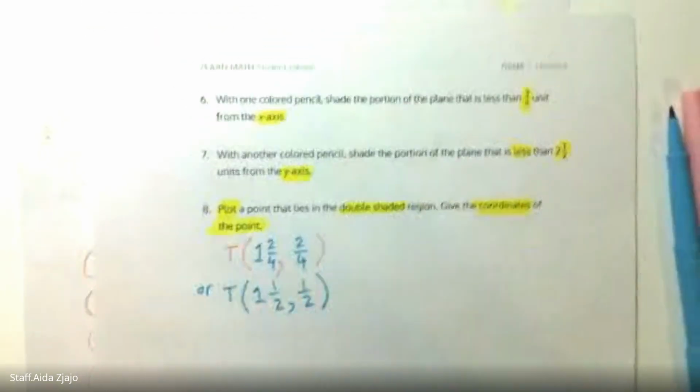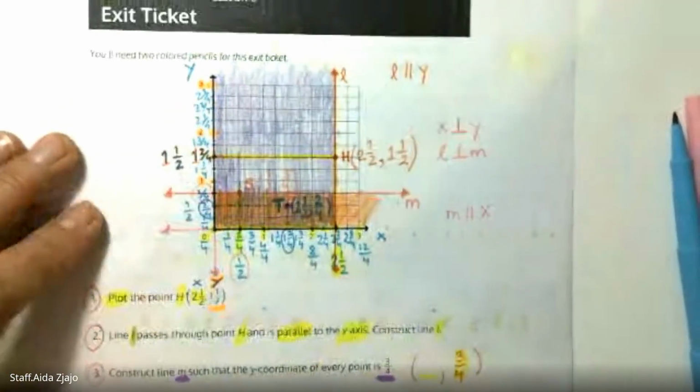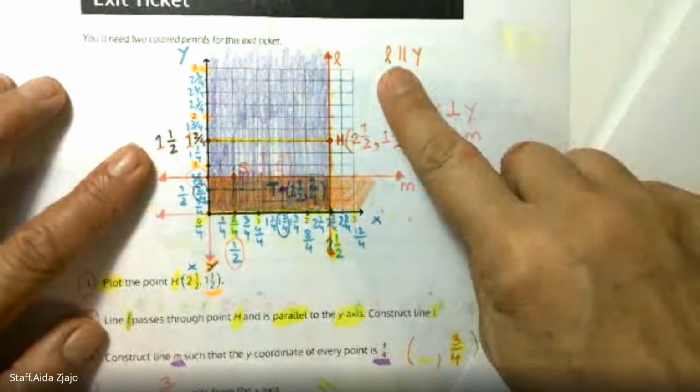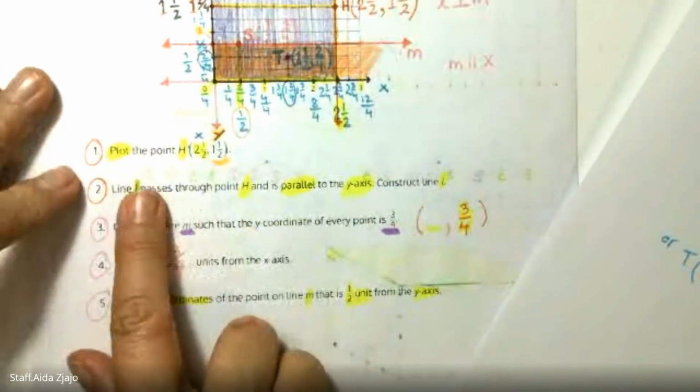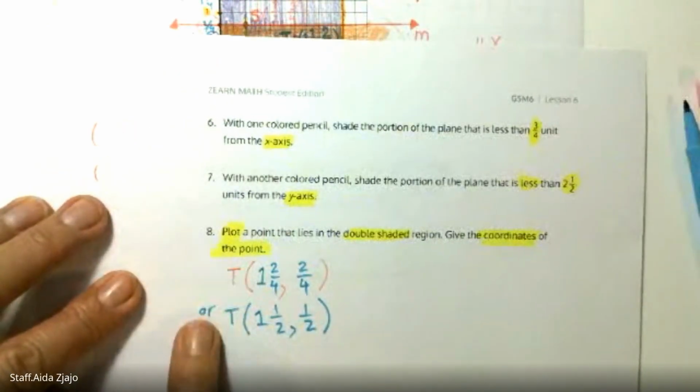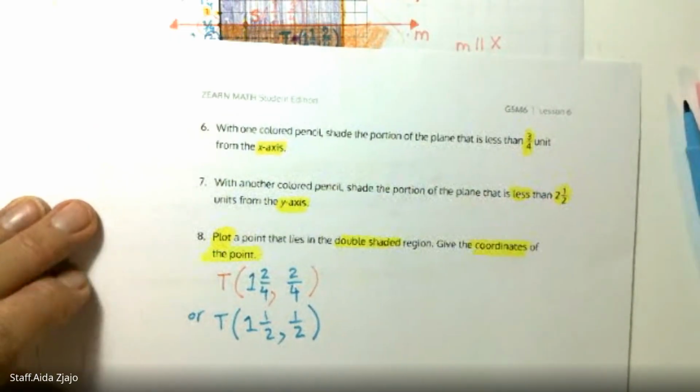All right, so that was the drawing. Remember parallel, perpendicular. We answered questions 1, 2, 3, 4, 5, and then also 6, 7, 8, and that's it.